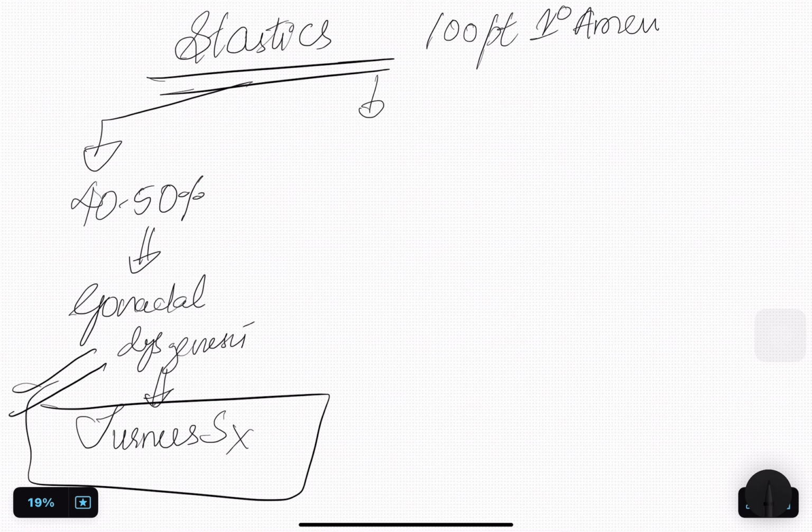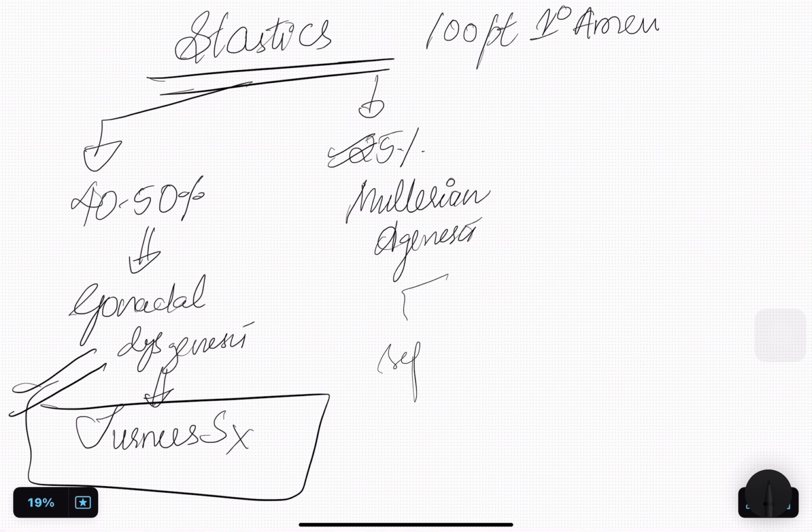Next, we have something called uterine abnormalities, that is Mullerian agenesis. Then you are dealing with almost 25% of the cases. You have all this septate, correct? Yeah. Then what? Didelphys.